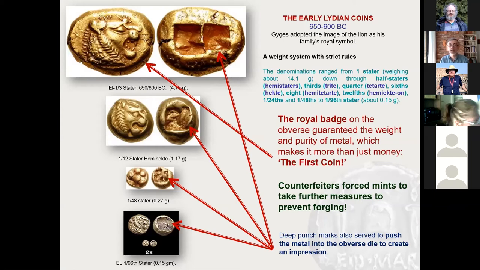So the force behind the invention of coinage here obviously seems to be the efforts of counterfeiters, no one else. They didn't come up with this idea on their own. The Lydian king didn't come up with this. Maybe they came up with the idea of putting his symbol on the obverse, but there was something behind that that forced them to come up with this idea. And it was the forgers.